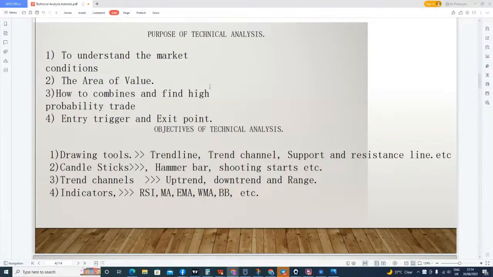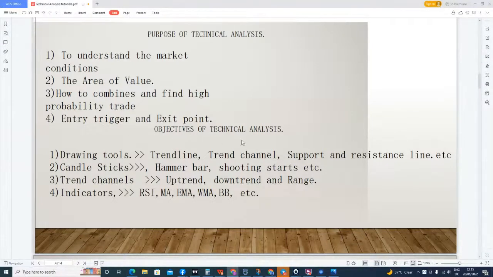And mark this down, I hope you are jotting this down. Purpose of technical analysis. Number one, I repeat, to understand the market conditions. One, the area of value. Two, how to combine and find high profitable trades, entry trigger and exit points. These are the purposes of technical analysis.